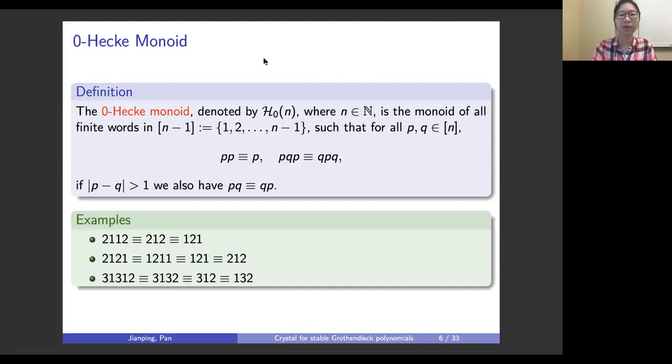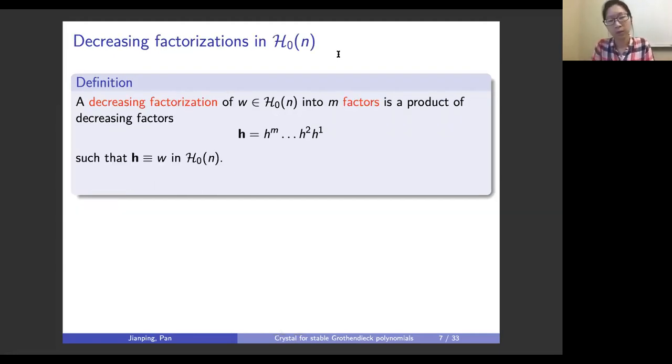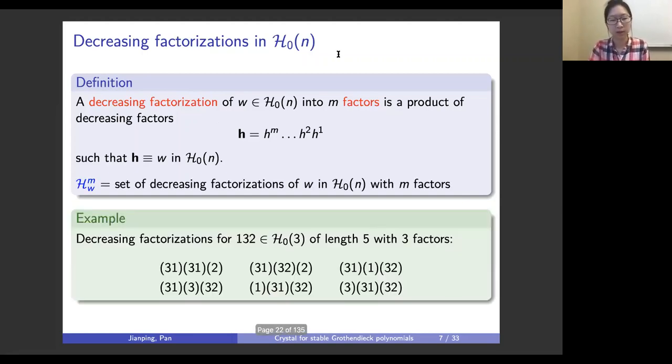In this case, this is not a very complex concept. We just have the 0-Hecke monoid, and on top of that, we can have the notion of decreasing factorizations, which means that you have a Hecke word, then we put them into factors where each factor has strictly decreasing letters. I'll talk about it with the example below.